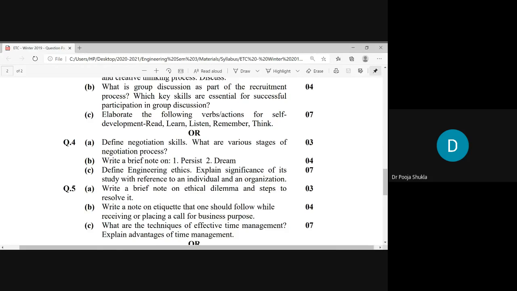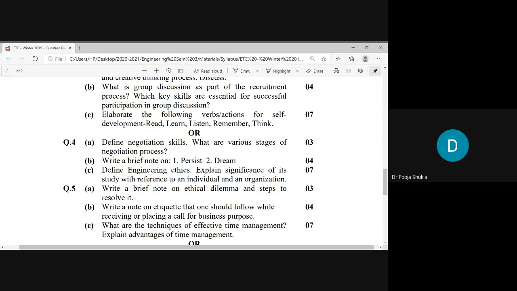See, they are asking you key skills for successful participation. When will you be able to participate successfully? Will you be able to participate successfully when you know the points on which you are judged? You are judged on your knowledge, you are judged on your communication skills, inclusive of the listening skills. You are judged on how you behave in a group, right? So if you are not behaving properly, they might not even consider you. So these are the skills that you need to have.